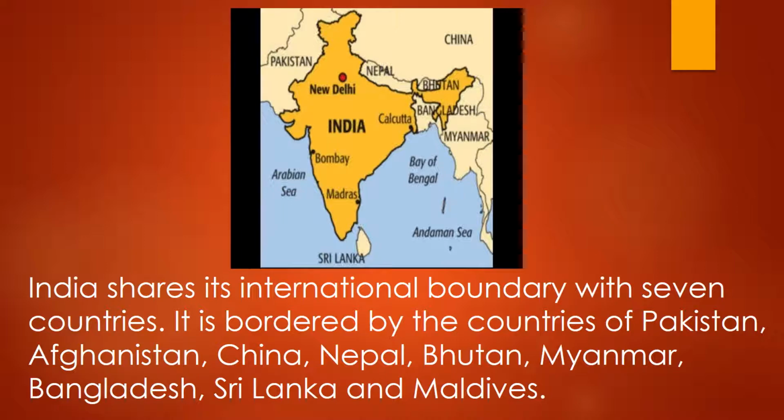So class, India shares its international border with several sovereign countries. It shares land borders with China, Bhutan, Nepal, Pakistan and Afghanistan in the north or northwest, and with Bangladesh and Myanmar in the east, and Sri Lanka and Maldives in the south. As you see in this picture, Pakistan, China, Nepal, Bhutan, Bangladesh, Myanmar, Sri Lanka are the neighboring countries of India.